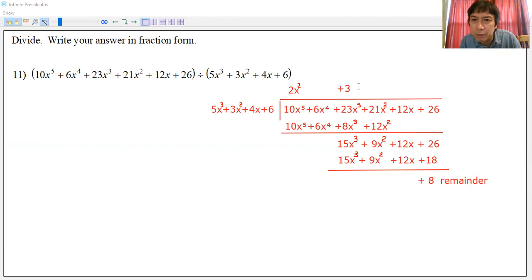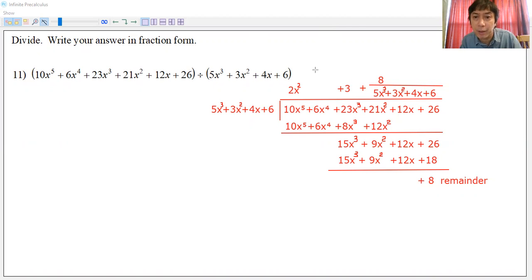Let us write the quotient. So this will be plus, and then the 8 goes on top. And then the divisor will be at the bottom. So that's 5x cubed plus 3x squared plus 4x plus 6. This will be cube here, and this will be squared there. And of course, we have the fraction symbol. And this is our answer.